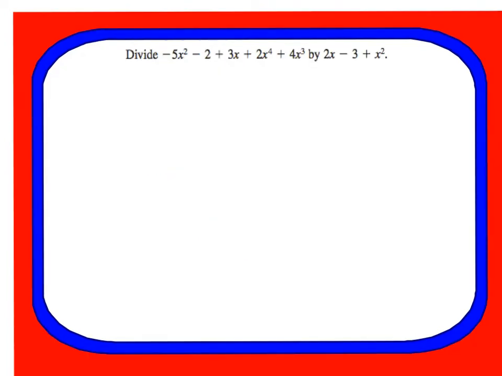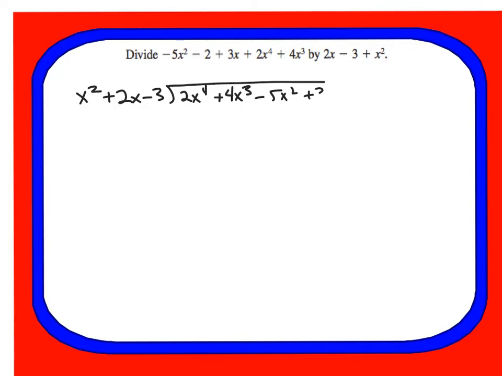So what would be my divisor? This one's out of order too. So what do I need to do? I say x squared, and then plus 2x, and then minus 3. And then who's my highest power? 2x to the 4th, and then plus 4x cubed, and then there we go. Now I have this in good order. Now I can get going with it.